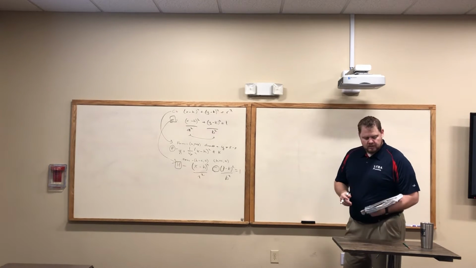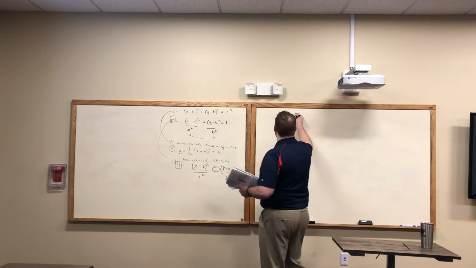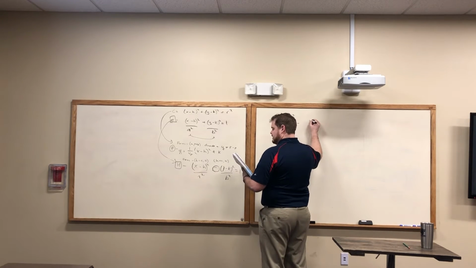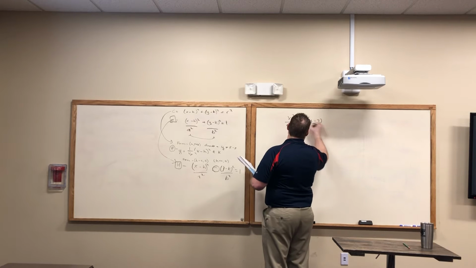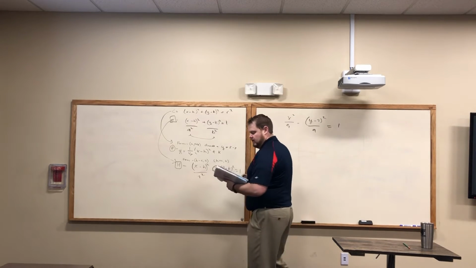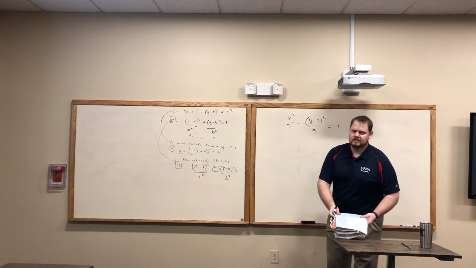Okay, so look at example 1. The first example is x squared over 9 minus y minus 3 squared over 9 equals 1. Okay, so which way is this going to go?